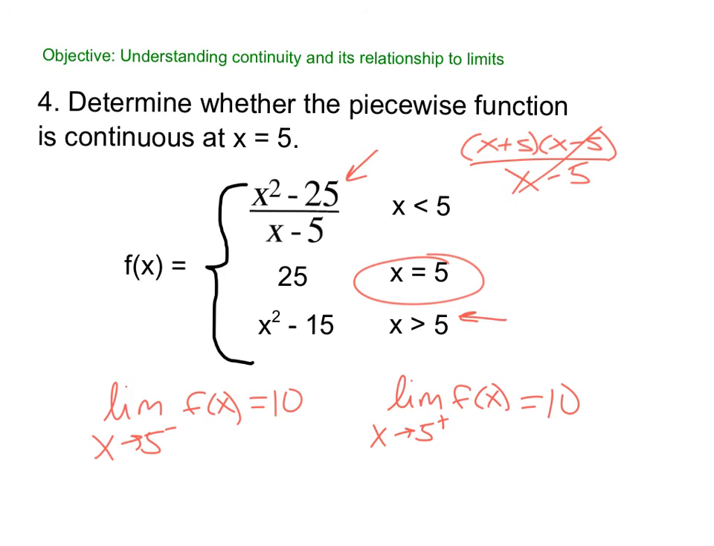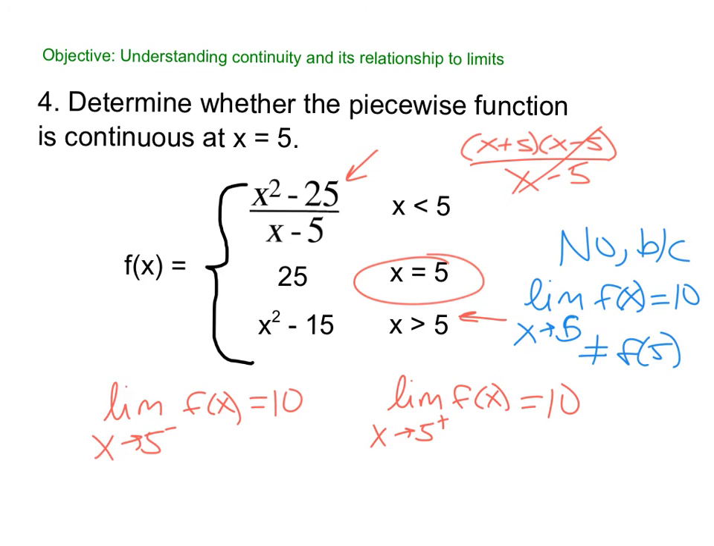Does the limit equal the function value? That's a no, because the limit as x approaches 5 of f of x equals 10, which does not equal f of 5, because f of 5 is 25. 10 and 25 are different numbers. So this is an example where the limit exists, but it's not equal to the function value, right? So you have the hole, and then you have the random dot. For it to be continuous, we want this to fill that hole in.